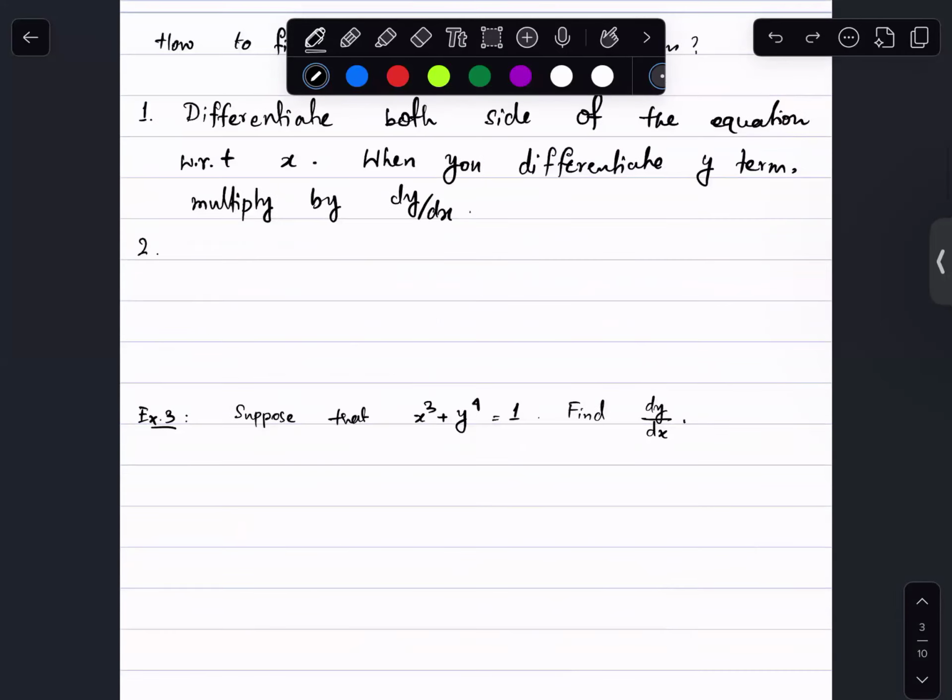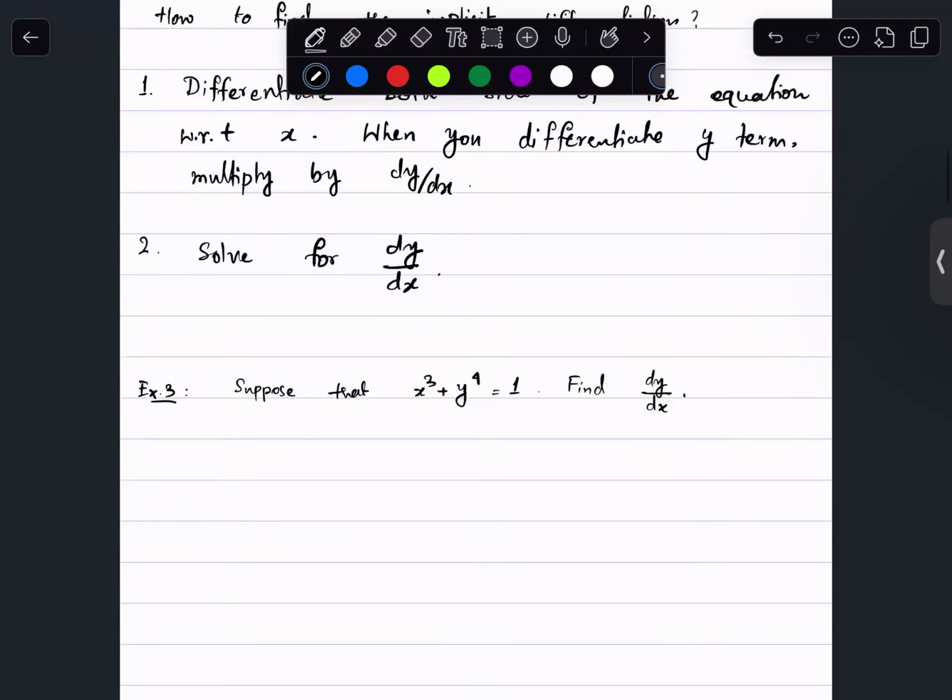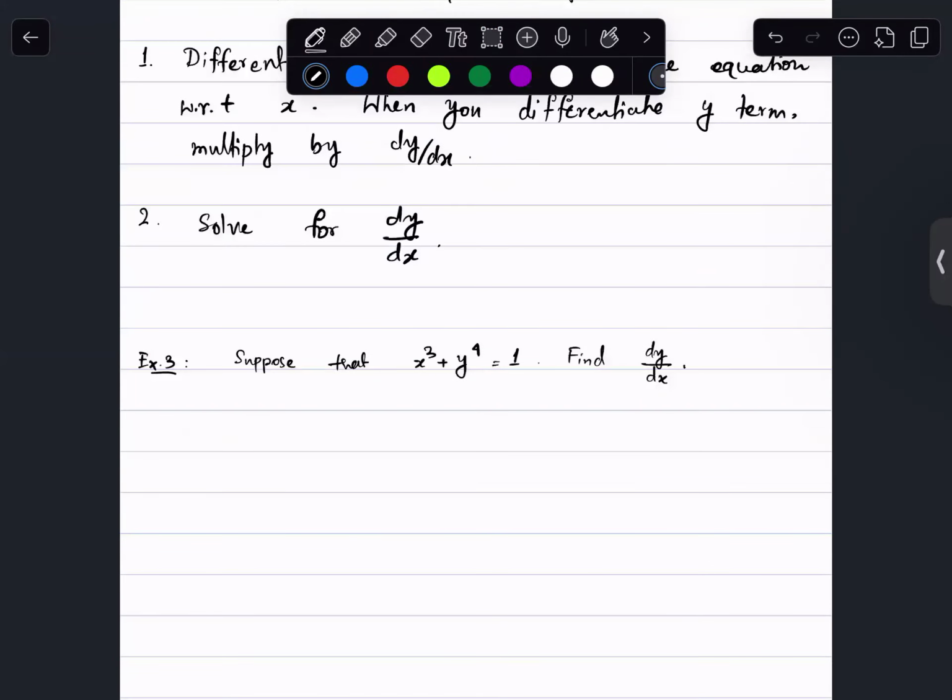And step 2 is, next you have to solve for dy over dx. That means you separate out dy over dx on one side and do the arithmetic to simplify dy over dx as much as you can.